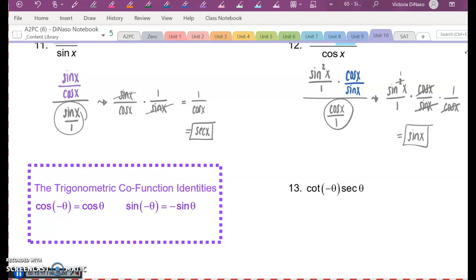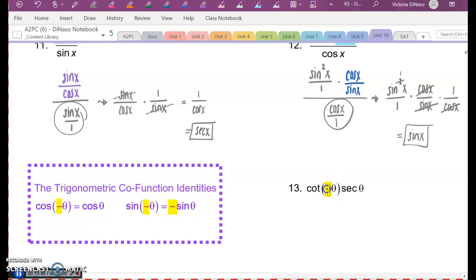Here we go, the trigonometric cofunction identities. So this is just a review. Anytime that you have a negative radian, the only thing that changes is sine. Cosine stays the same, just like we did at the beginning of the lesson. So now what we're going to do is introduce negative radians.